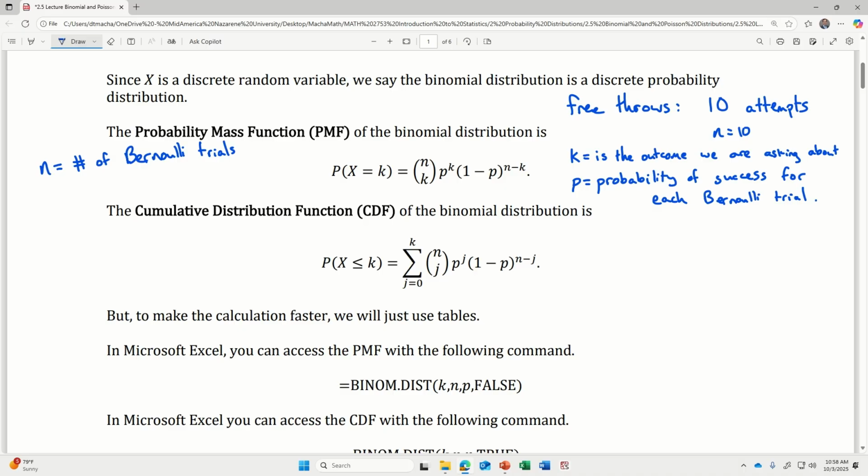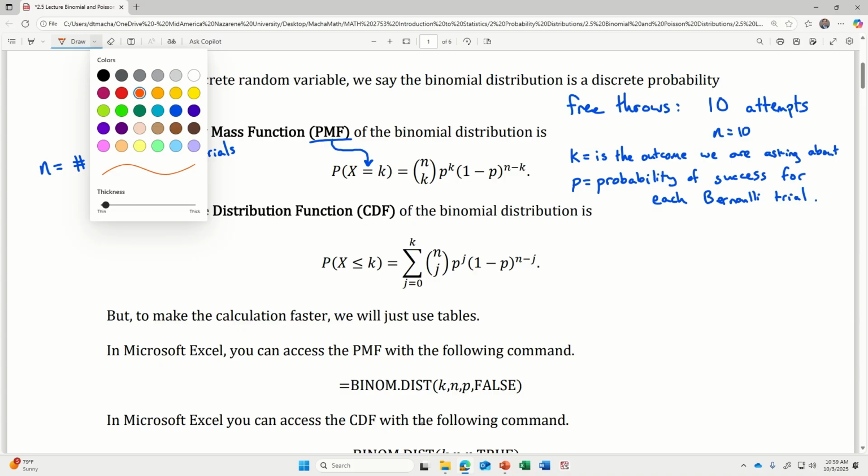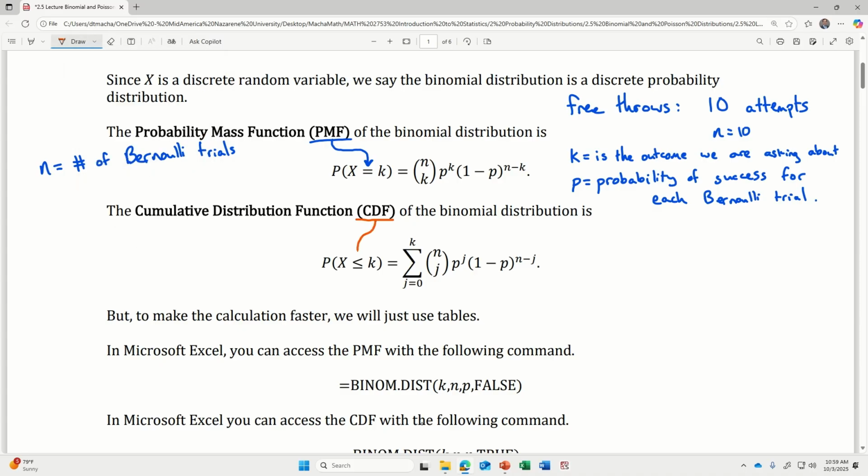The next thing here says the cumulative distribution function, which is abbreviated CDF, is a function that tells me the probability that my random variable is going to be less than or equal to a specific number. That's the difference. The PMF is talking specifically about the probability my random variable is equal to a specific outcome, but the CDF is telling me the probability that my random variable is less than or equal to that specific outcome.